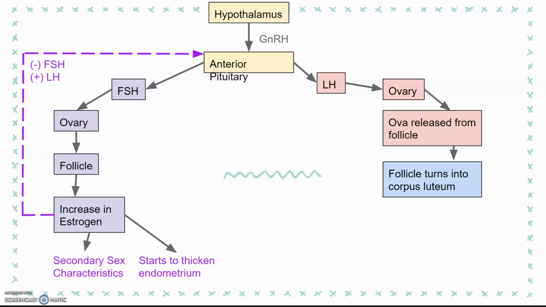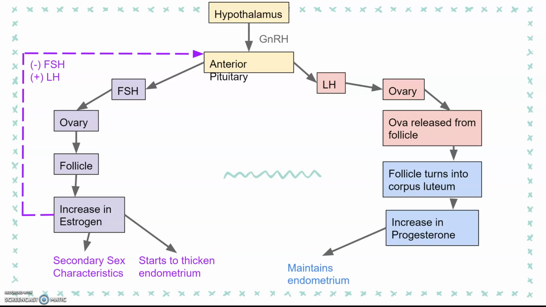Once you've released the ova from the follicle, we are going to take that space where the ova was released, and it's going to shrink down into a corpus luteum. Again, you will notice the color changes on this diagram. If you are using colors, I would recommend changing it now. Once that follicle has shrunk down into the corpus luteum, you're going to see the increase of progesterone. So the corpus luteum's job is to release that progesterone, and it's going to have some really important jobs.